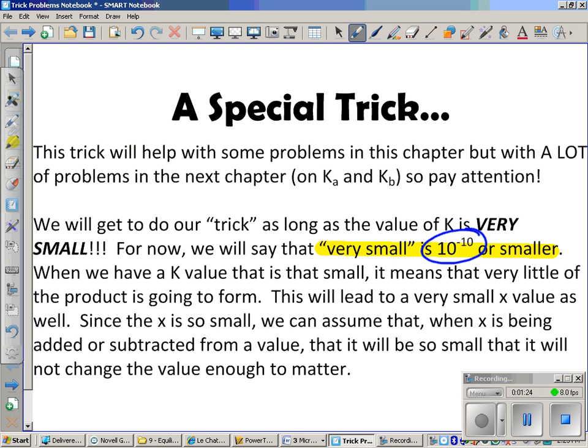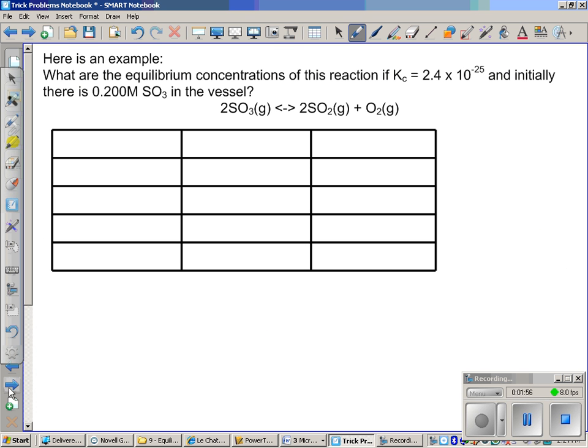Okay, so when you get to problems from here on out, the very first thing you should do is look at your K value. And if it's 10 to the negative 10th or smaller, I would write yourself a note at the top of the problem before you even do anything in the problem. Just write "trick" for yourself so that you remember that this trick is possible. And again, the reason why we can do it and why we can only do it in this situation is because we are going to get a very, very, very small change in what's actually occurring, since so little reactant is going to turn into product. So let me show you what this looks like.